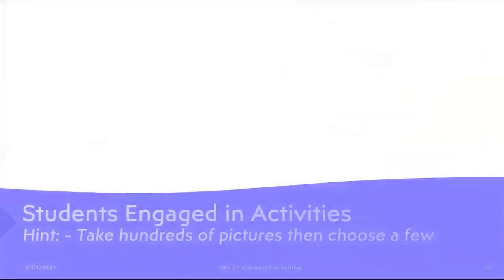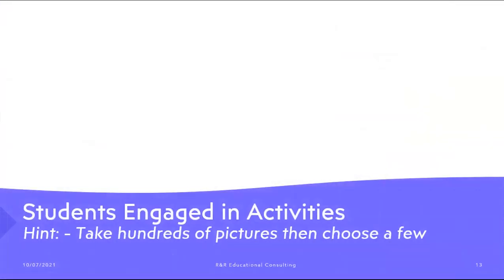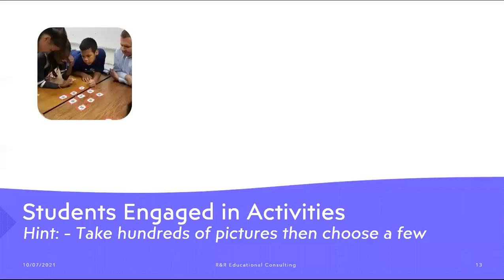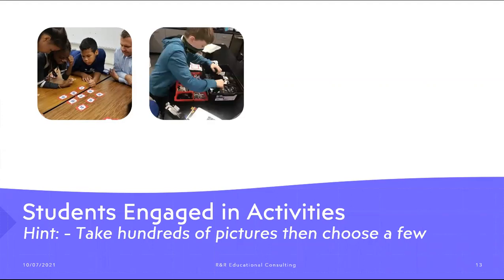Let's look at some examples. Let's look at some pictures. Here's some pictures. There's some students obviously paying attention, looking. There's an adult there. We don't know if that's a teacher or a volunteer or a partner, those kind of things. It's also important to put captions on your picture so we know what it is. Here's one of a student working on a robotics deal.